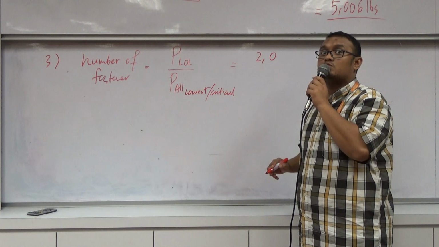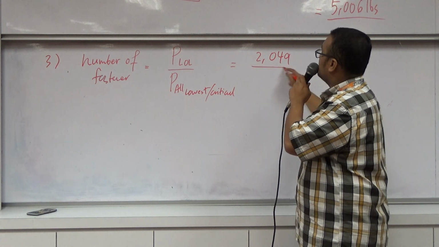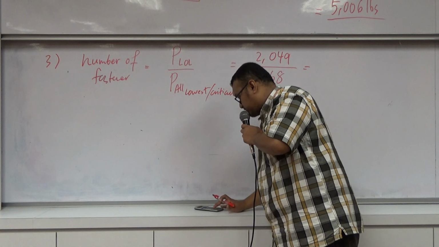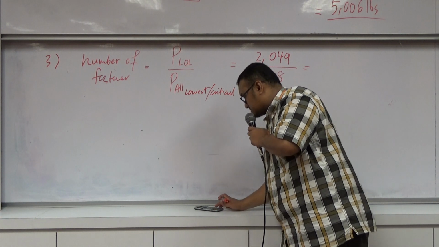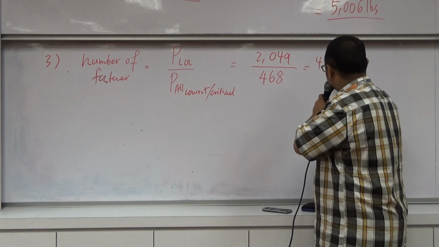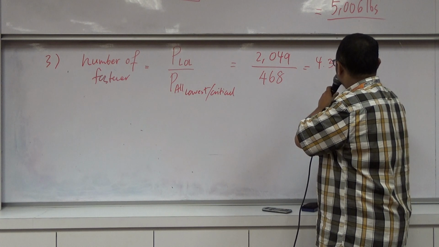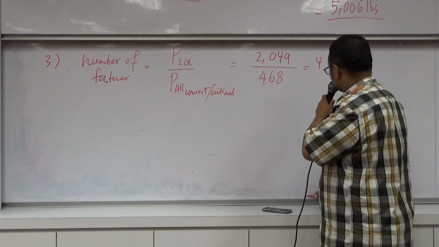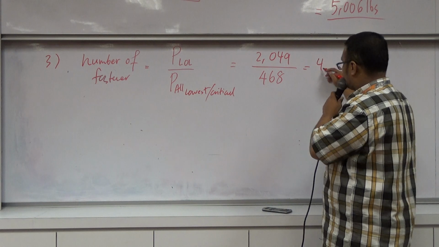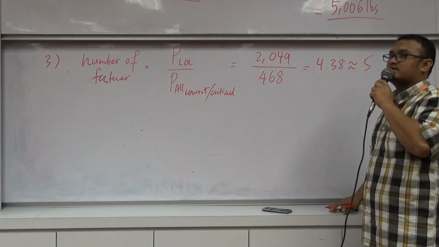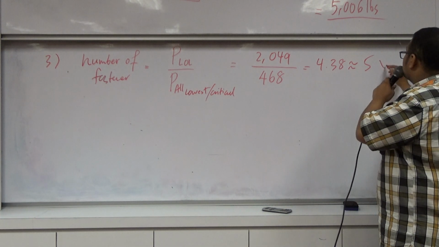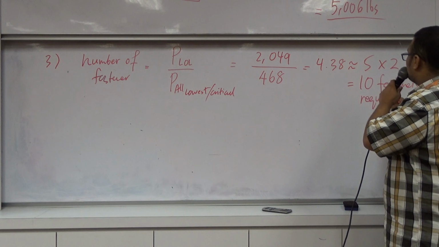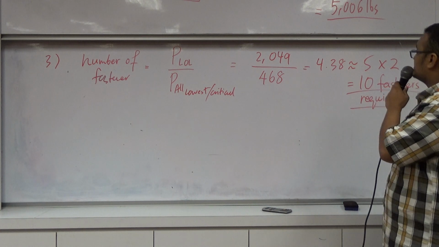What's the value? 2049 over 468. So you get 2049 divided by 468, which is 4.38. Okay. And then it times by 2. Sorry, 4.38, approximately 5 units of rivet is needed. Times by 2, so total is 10 fasteners required. Okay, 10 fasteners is required.